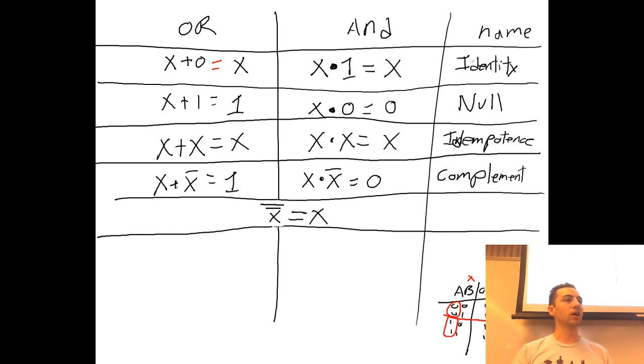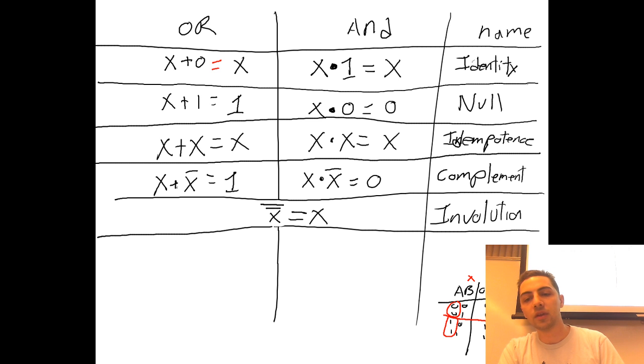If you take a 0 and you invert it once, 0 inverted is a 1. If you invert 1 again, you go back to 0. This is just involution. If you negate something twice, you end up back where you were.